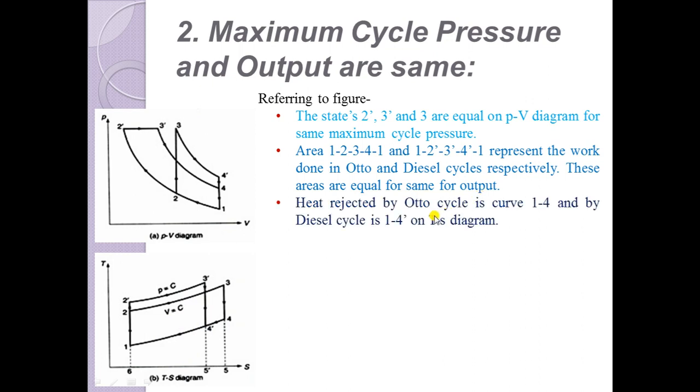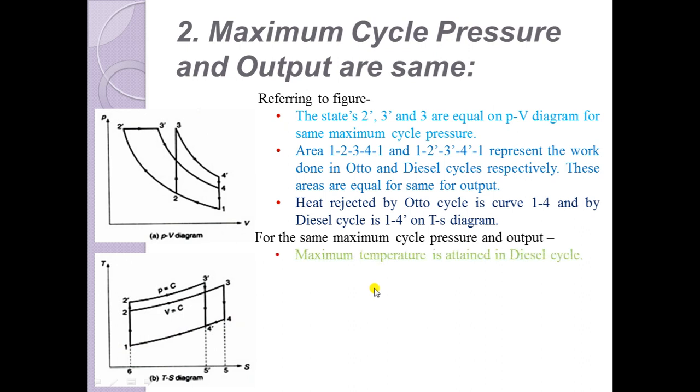Heat rejected by the Otto cycle is curve 1, 4. So 1, 4 represents the Otto cycle and the diesel cycle is represented by 1, 4 dash on the TS diagram. So for the same maximum cycle pressure and output, the first observation we can make is that maximum temperature is attained in the diesel cycle. You can observe that in the TS diagram: 3 dash represents the diesel cycle, 3 represents the Otto cycle. So the temperature attained here is maximum in the diesel cycle.